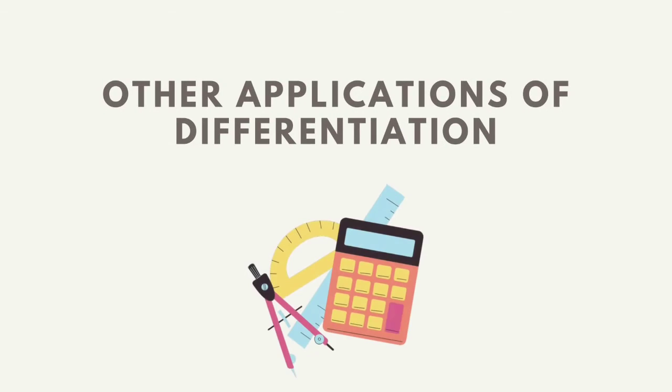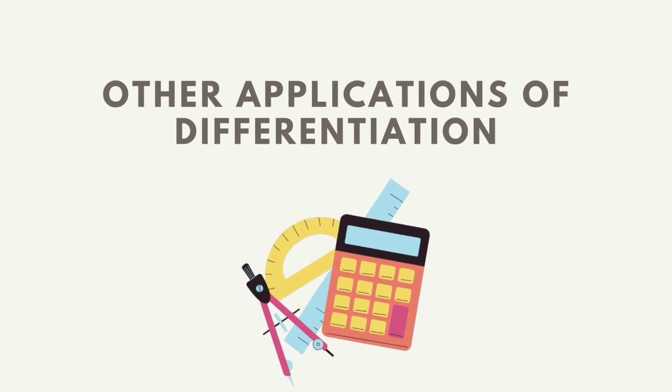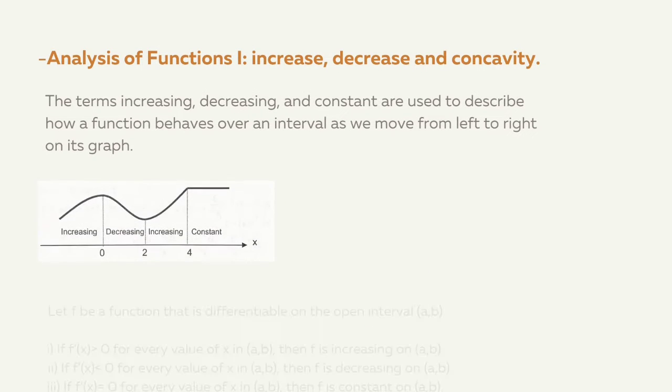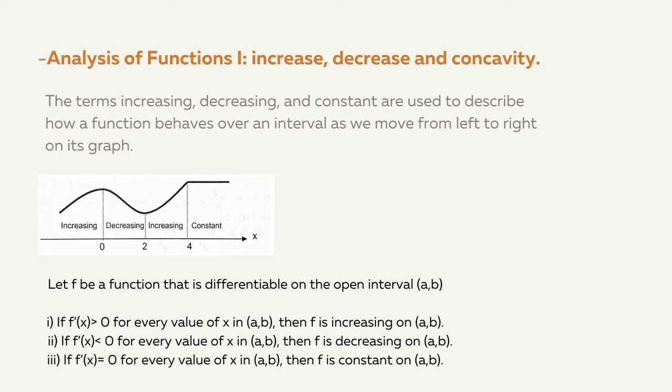So next is other applications of differentiation. So first is analysis of functions 1. The terms increasing, decreasing, and constant are used to describe how a function behaves as we move from left to right on the graph. Let f be a function that is differentiable on the open interval (a, b). If f prime x is more than 0, then f is increasing on (a, b). If f prime x is less than 0, then f is decreasing. If f prime x is equal to 0, then f is constant.